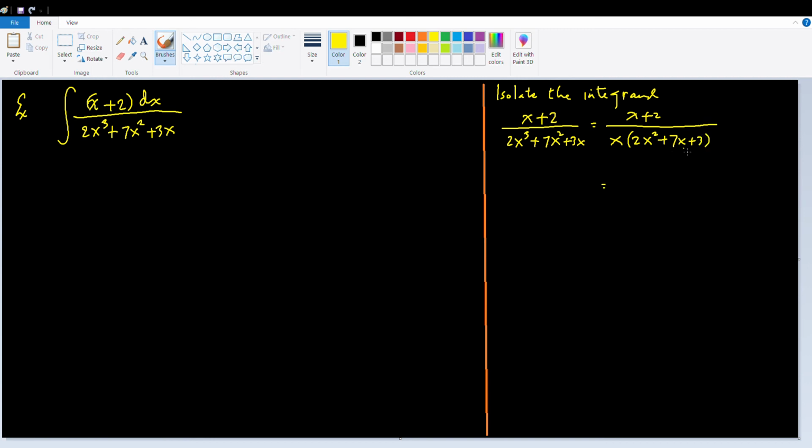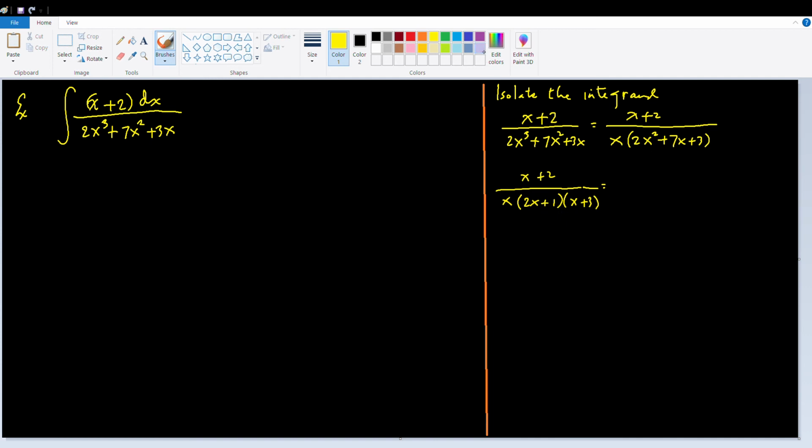And 2x squared plus 7x plus 3 is further factorable into what? 2x plus 1, and then what else? x plus 3. I think it is x plus 3. Let us check. 2x times x is 2x squared. x and 6x is 7x. 1 times 3 is 3.